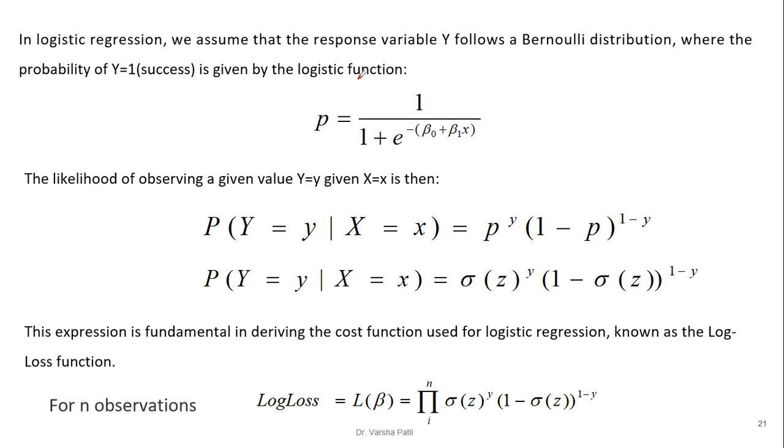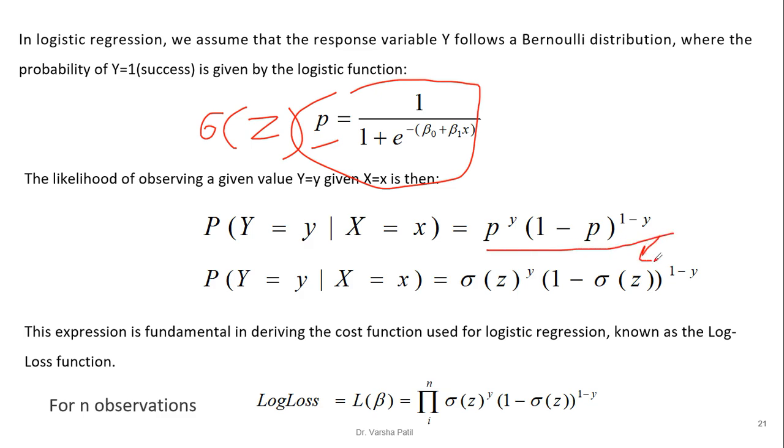In logistic regression, we assume that the response variable y follows a Bernoulli distribution, where the probability of y is given by the logistic function. This is again represented by sigma z, which is basically the probability of success. So here we simply replace p by sigma z: p raised to y becomes sigma z raised to y, and 1 minus p raised to 1 minus y becomes 1 minus sigma z raised to 1 minus y. As we have n records, the formula becomes a product of sigma z raised to y into 1 minus sigma z raised to 1 minus y.